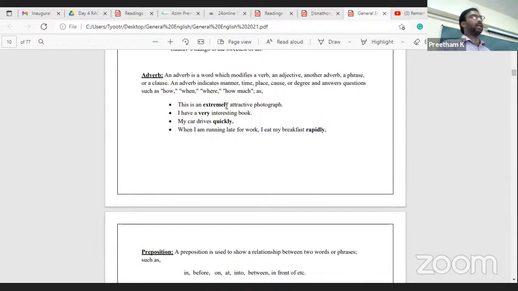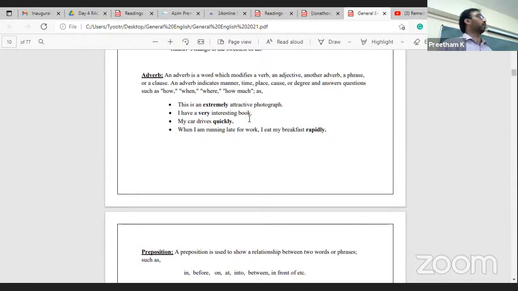So what is extremely here? Easy way of identifying adverb is it ends with ly. Okay, you will not get confused with adjective then. Because we tend to get confused with the photograph. We say photograph is a noun, then extremely should be an adjective. No. Which one? Attractive becomes the adjective. So extremely here is the adverb. So adverb predominantly has ly form.